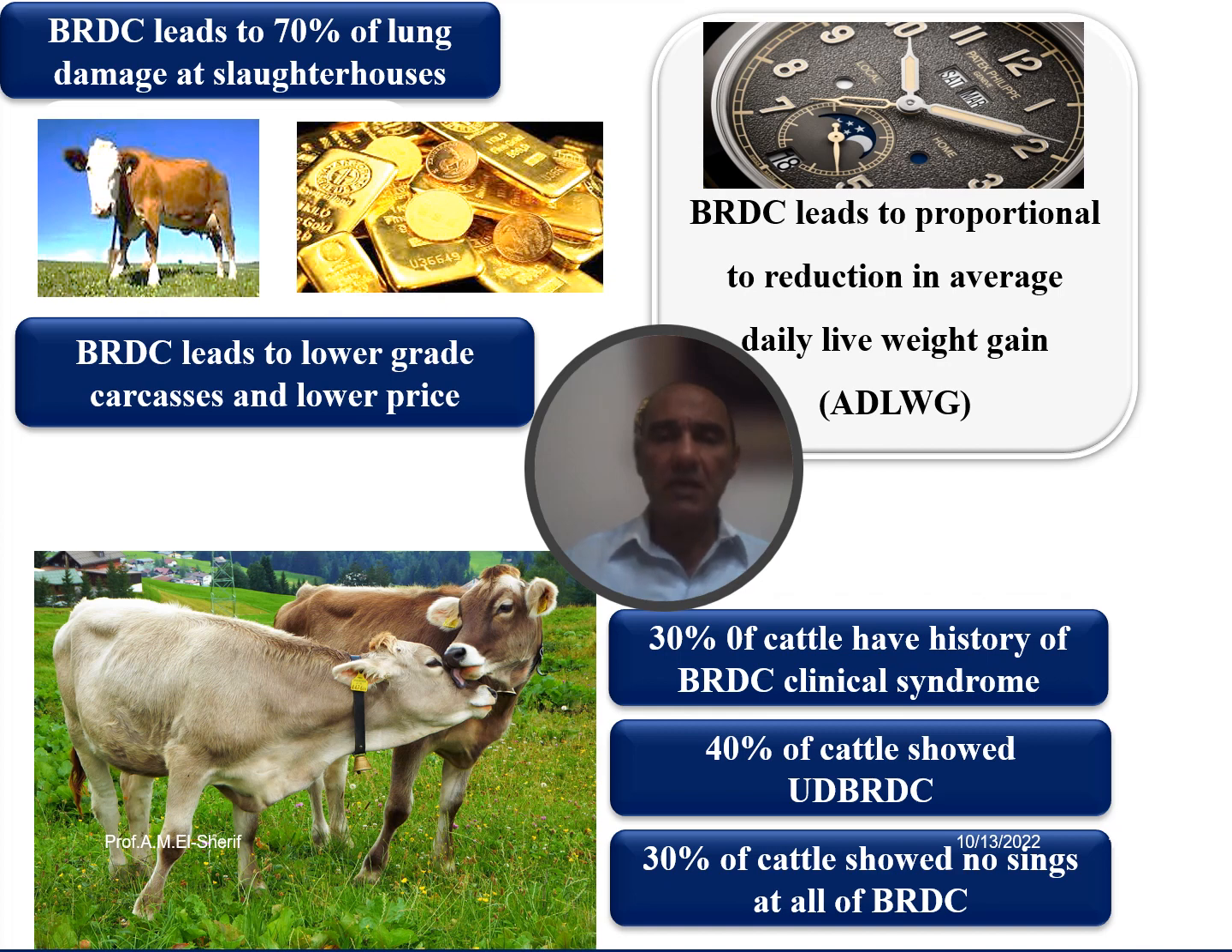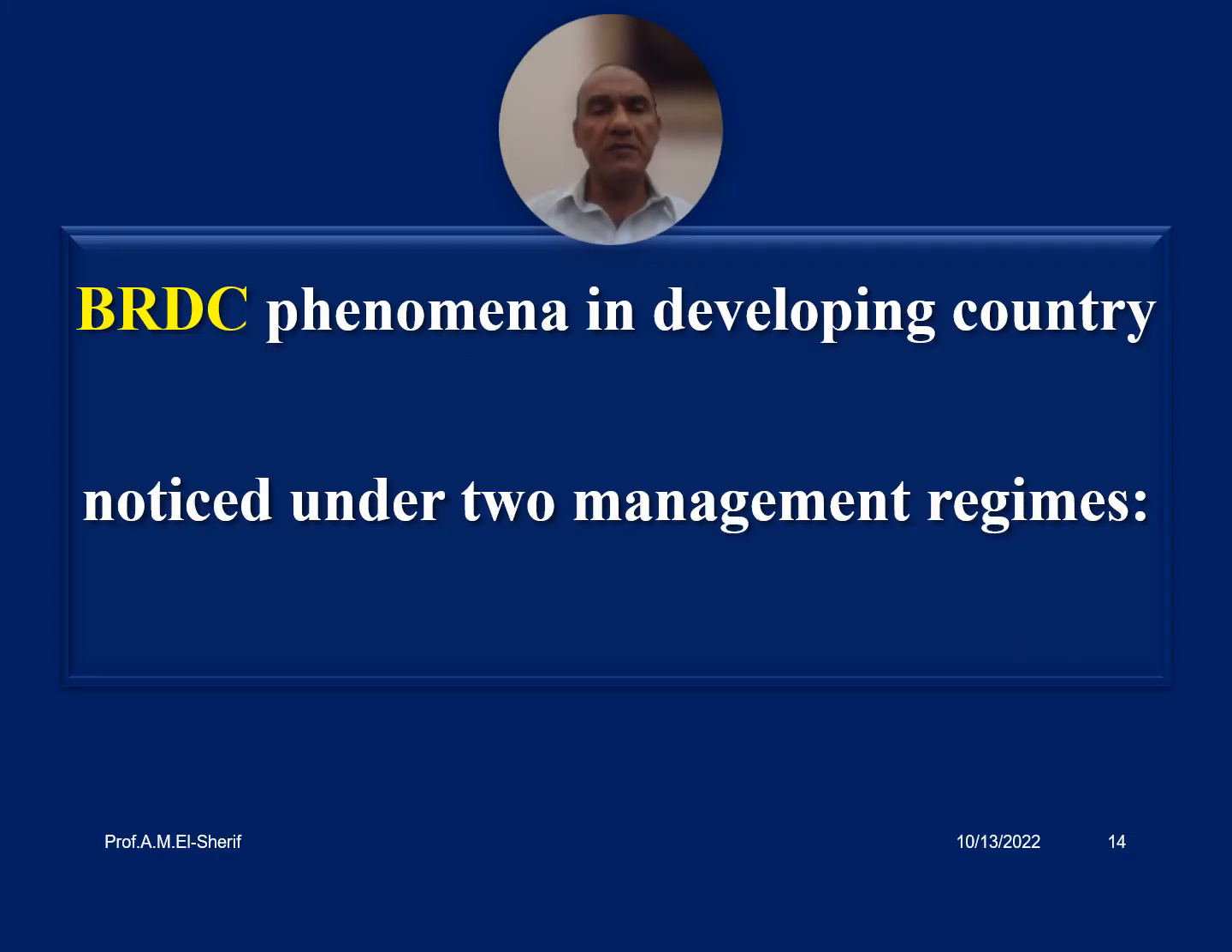Bovine respiratory disease complex leads to a proportional reduction in the average daily live weight gain, or what is named ADLWG. It leads to 70% lung reduction at the slaughterhouse, which leads to lower grade of carcasses and lower prices. 30% of cattle have a history of bovine respiratory disease with clinical syndromes, and 40% of cattle showed undifferentiated bovine respiratory disease complex, while all over the world 30% of cattle showed no signs at all of bovine respiratory disease complex.